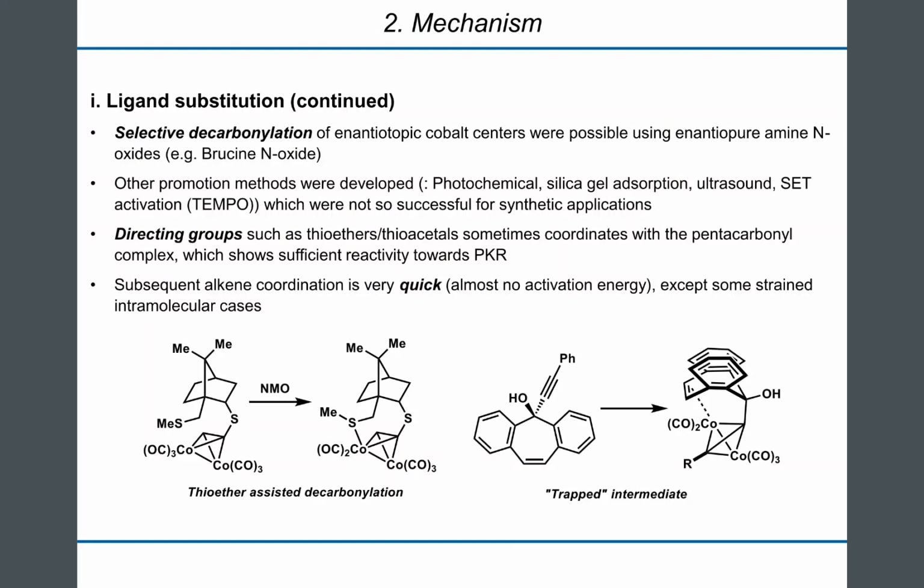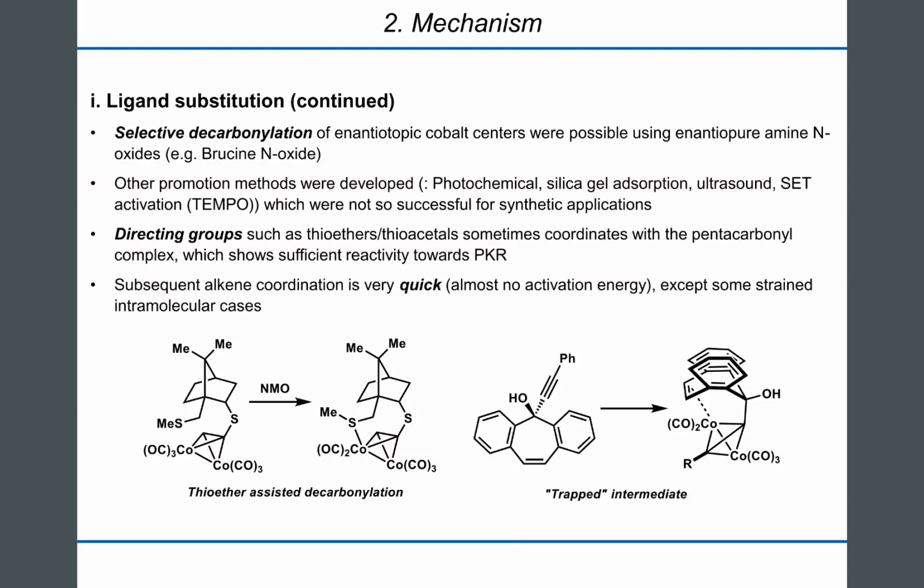For symmetric alkyne cobalt complexes, the two cobalt atoms are enantiotopic. If a chiral amine oxide is used, one may expect desymmetrization via selective decarbonylation could be possible. This indeed was realized by using brucine N-oxide. Related studies will be introduced later in this lecture. Besides the use of amine oxides and sulfoxides, other methods such as photochemistry, silica gel absorption, ultrasound, and single electron transfer activation were also developed.